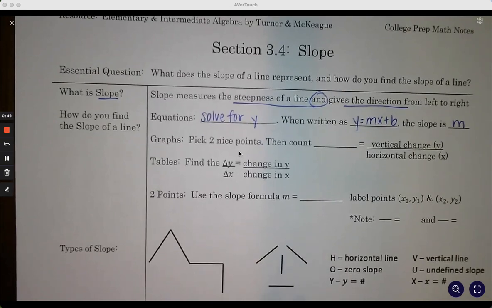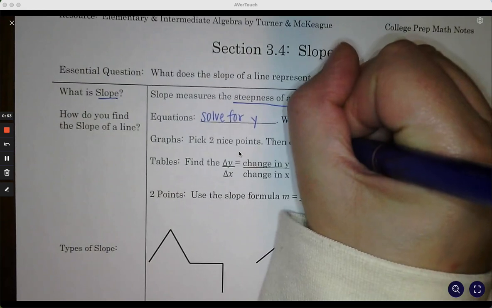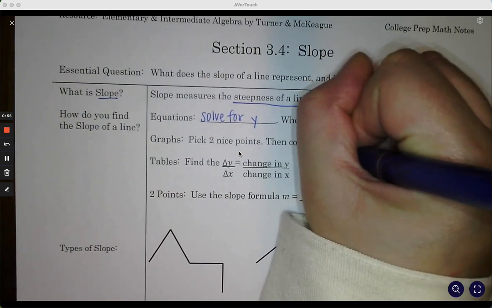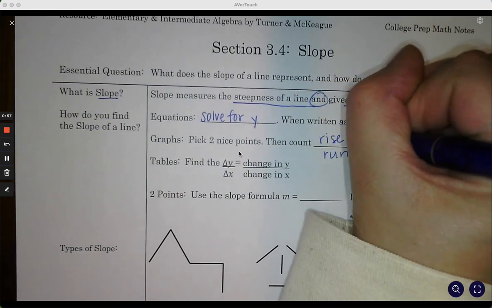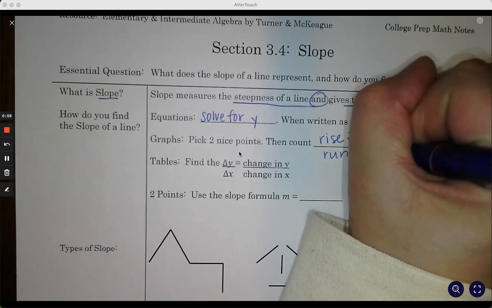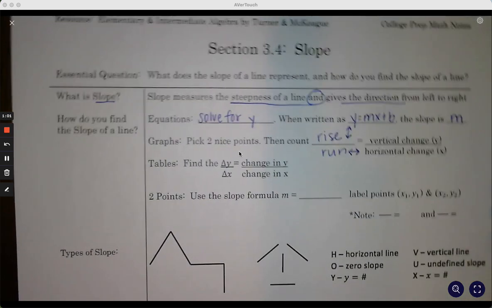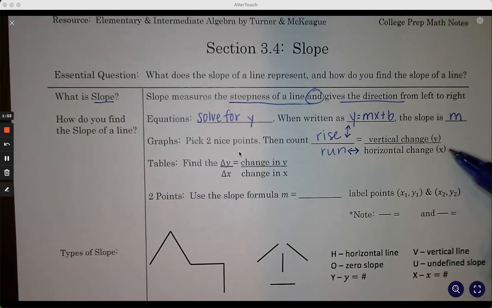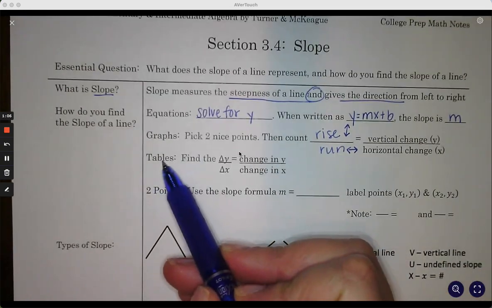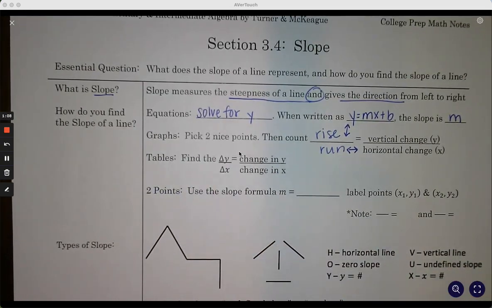Okay. So if you have a graph, pick 2 points, and then you count rise over run. So remember, rise is up and down, run is left and right. So it's the vertical change over the horizontal change. If you're given a table, find the change in y over the change in x. So count up, count down. What do you do to one number to get to the next number? Figure that sort of thing out.